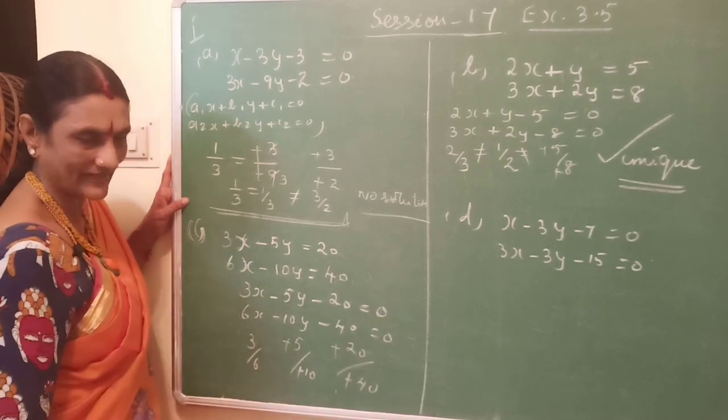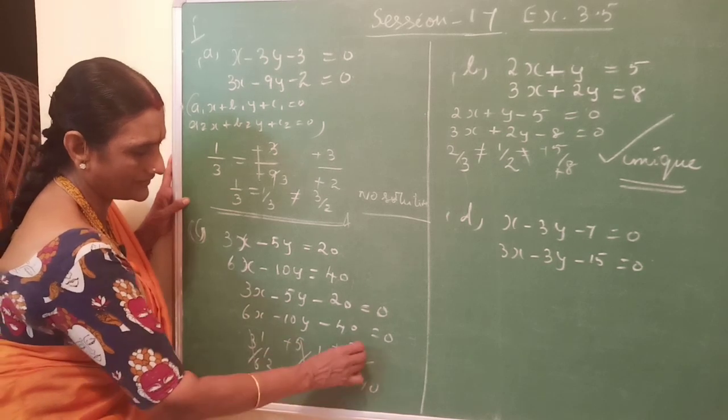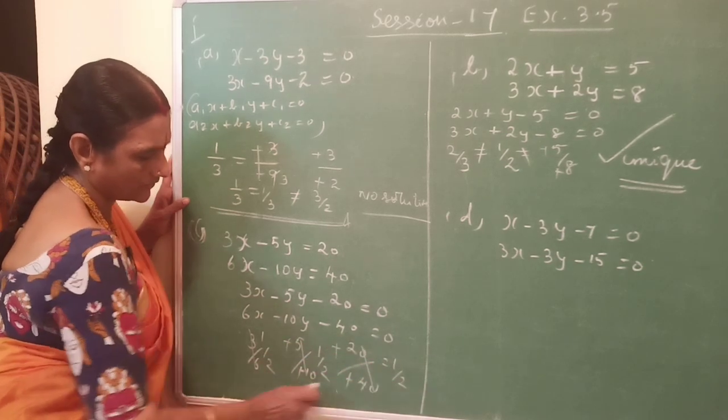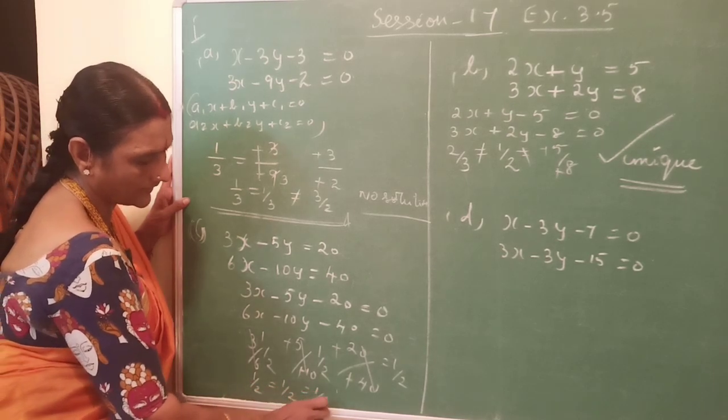So all the negative signs cancel. So this is 1 by 2, this is again 1 by 2, and this is again 1 by 2. So what do we get? 1 by 2 is equal to 1 by 2 is equal to 1 by 2.